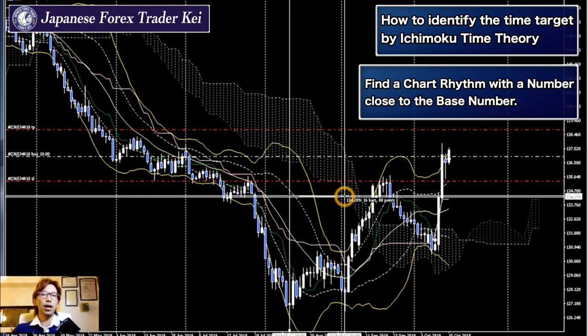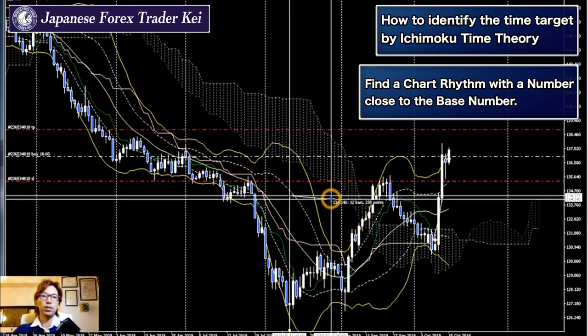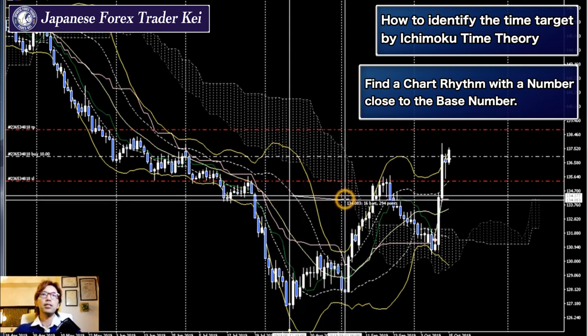Like here, when you find from this lowest to the next lowest is 16 candles, right? So as soon as I see this 16 bars, I will think that this might be matching with the time cycles in Ichimoku Kinko Hyo.